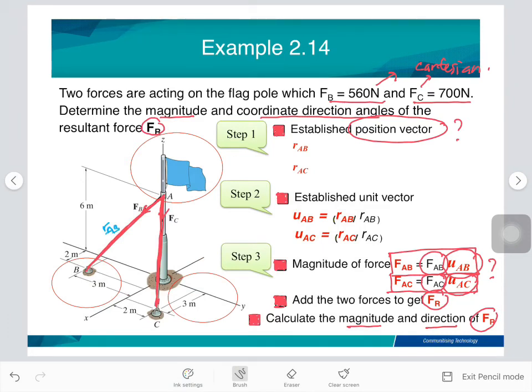RAB here. RAB is equal to what? And then you need to establish the RAC here. So can you do this? What is the next step in order to establish the position vector RAB and RAC? You need to get what?